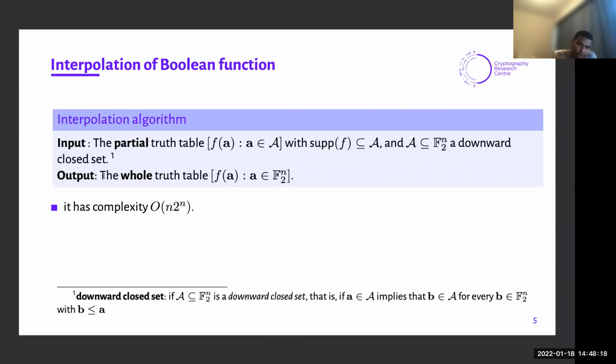Inside this procedure, we have to apply the zeta transform, which is the most complex step of this algorithm, so the complexity of this algorithm is n times 2 to the n again, where remember, n is the number of variables in my Boolean function.